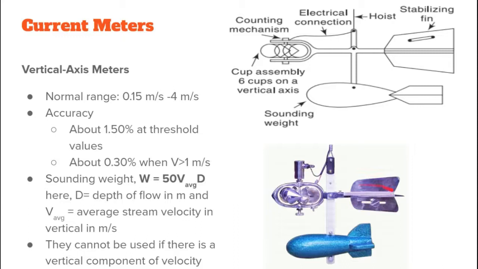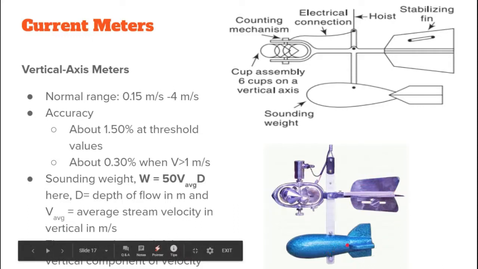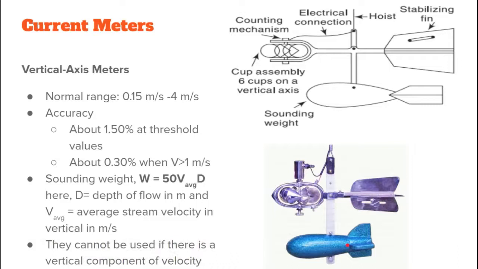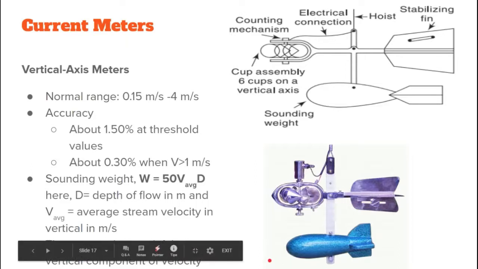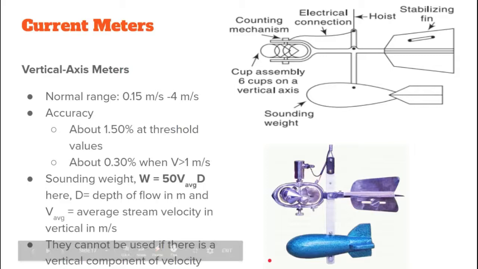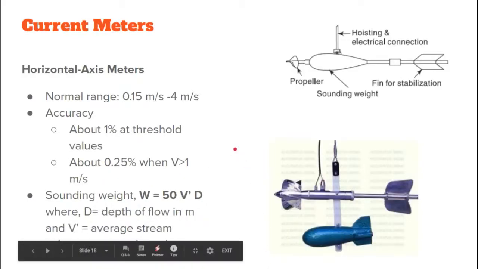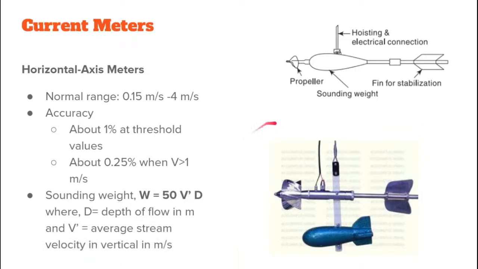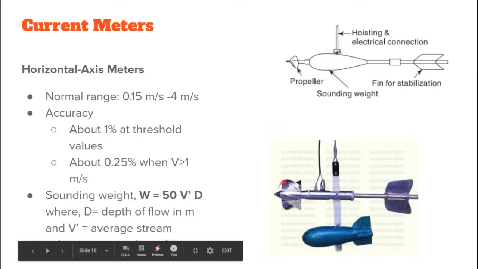Sounding weights enable the meter to position in a stable manner. Their minimum weight is given by 50 times V average D. The instrument shows positive velocity if it is lifted vertically in still water. It means they cannot be used if there is a significant component of vertical velocity. Horizontal axis current meter. These meters consist of a propeller mounted at the end of the horizontal shaft. Concept of sounding weight is same as vertical axis meter.